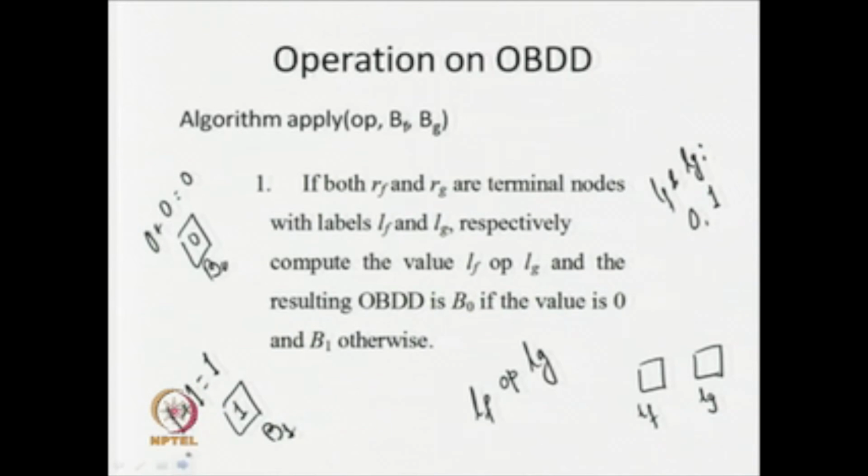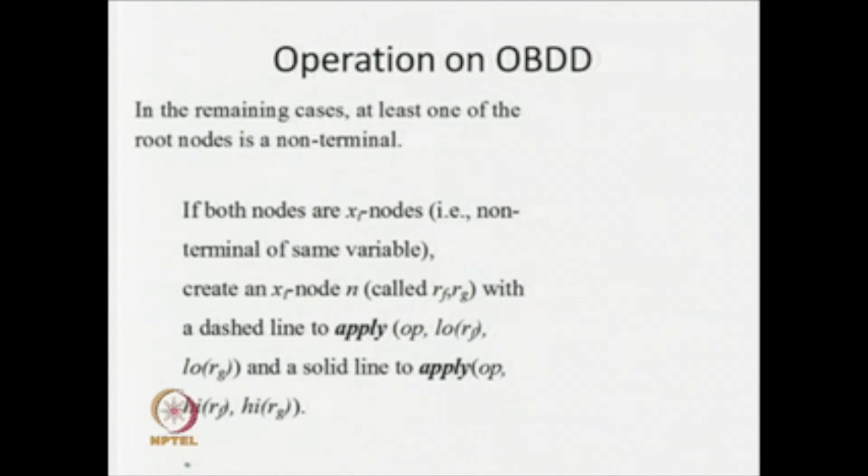Okay. Now, if it is not terminal nodes, then what will happen? At least one of the nodes will be your non-terminal node. So, when I am going to talk about RF and RG, if both are not terminal nodes, then at least one of them will be your non-terminal nodes. Now, first case we are going to consider that if both nodes are xi nodes. So, both are xi nodes means both nodes are your non-terminal nodes, and they are labeled with this variable xi.